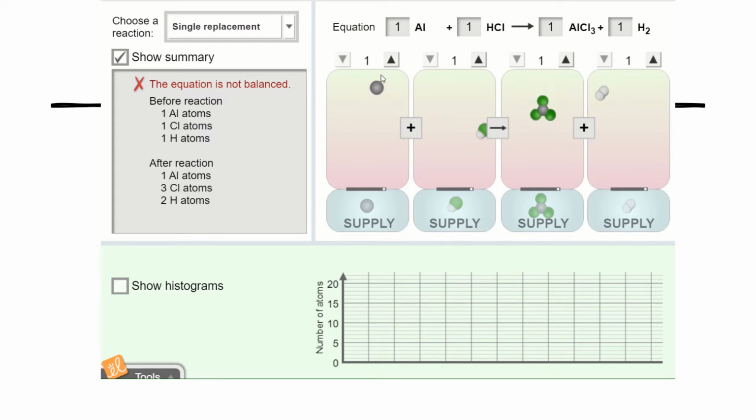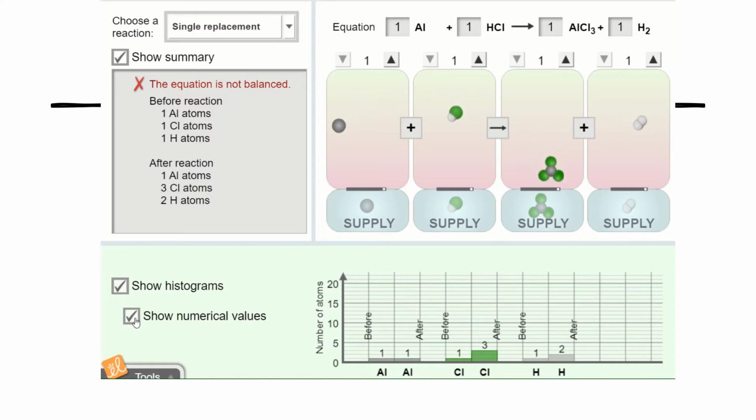Another one, you can see right now that is definitely not balanced. So let's show our histograms down here with the numbers. You can see aluminum is balanced, let's not start there. Chlorine is not balanced, and neither is hydrogen.